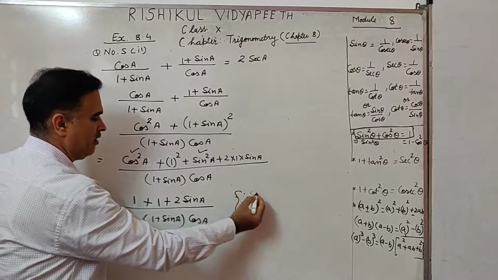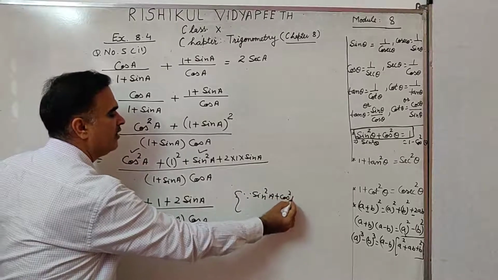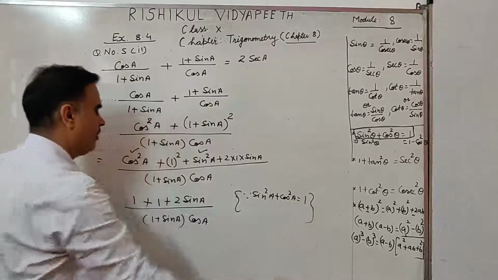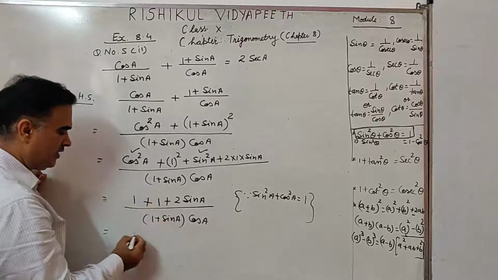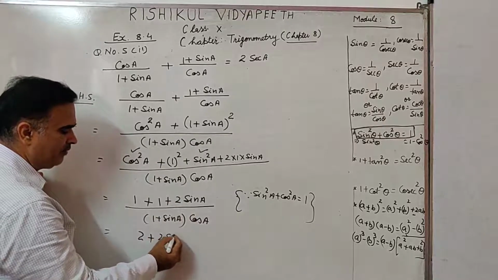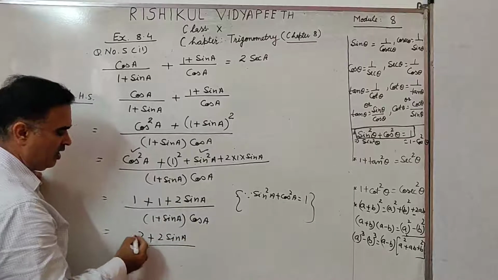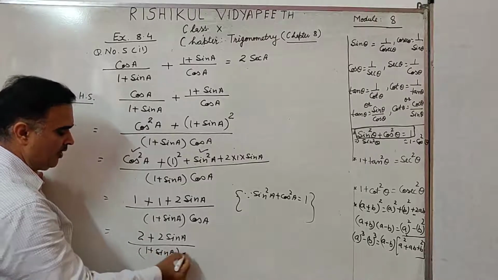Here you can write the reason: sin square A plus cos square A equal to 1. So we have put this. What did you get, my child? 1 plus 1, that is 2, plus 2 sin A upon 1 plus sin A into cos A.